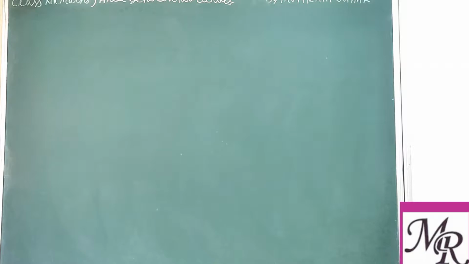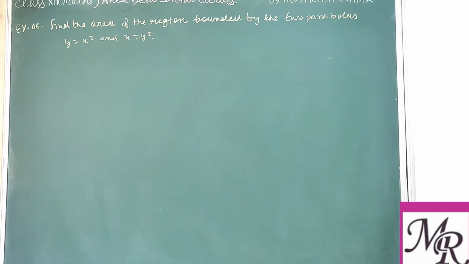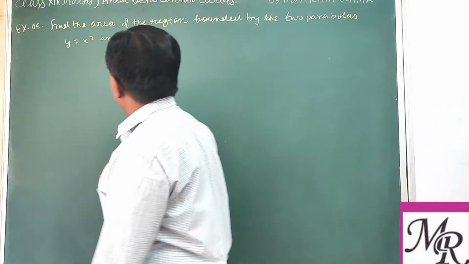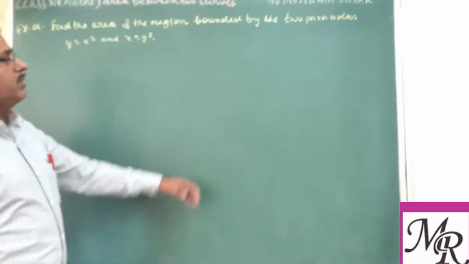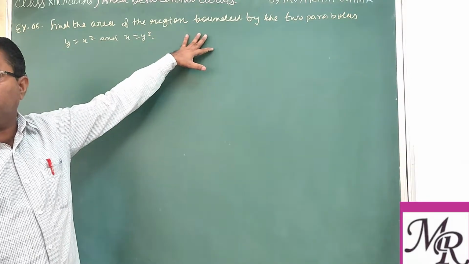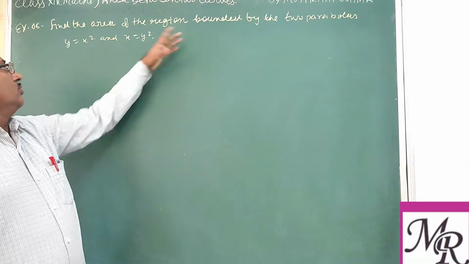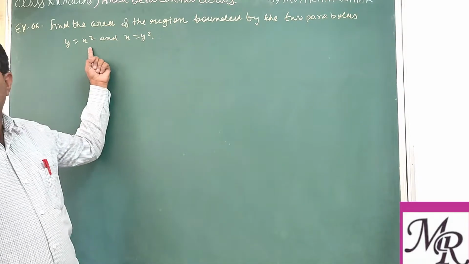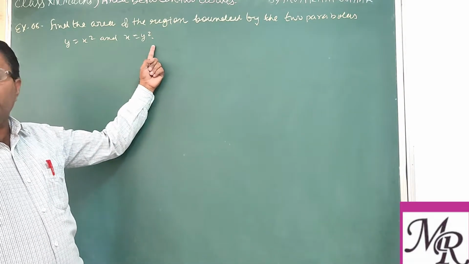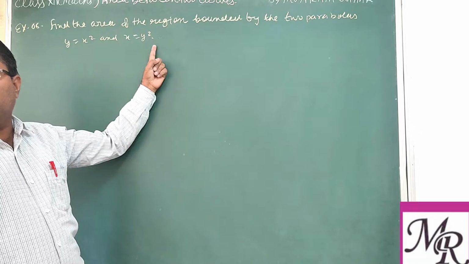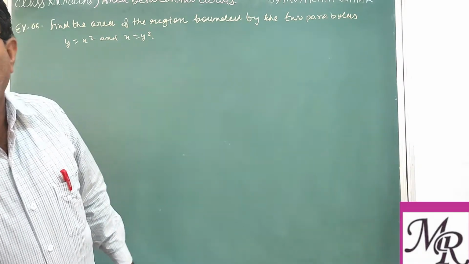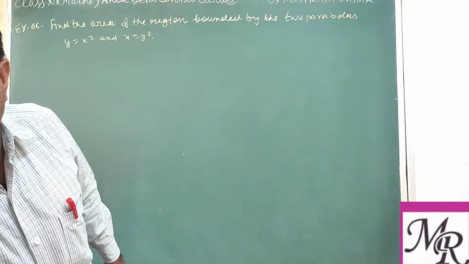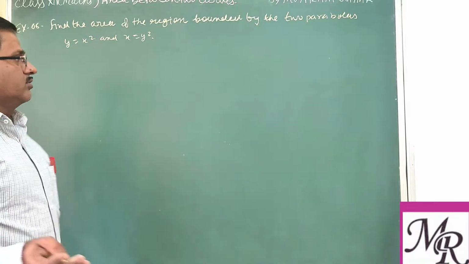So let's say, see here we are saying: find the area of the region bounded by the two parabolas. So here we are given two curves, y equal to x square and x equal to y square. Two curves are given and we want to find the area enclosed between these two curves.